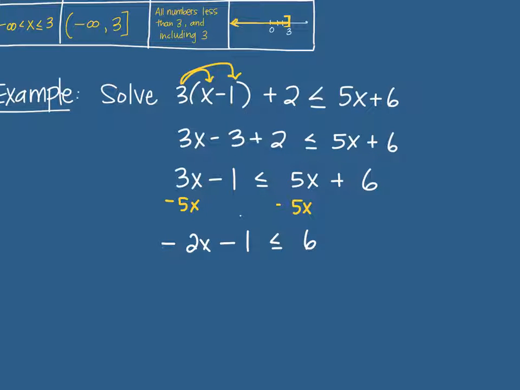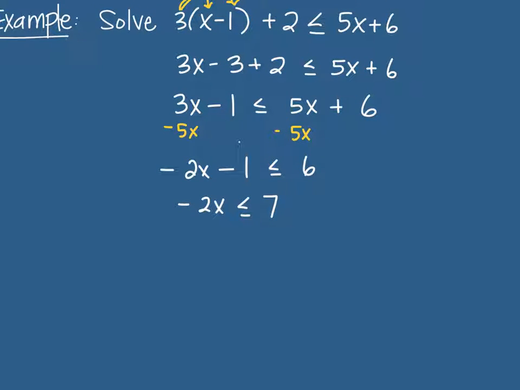Now what should I do? It should be pretty obvious now. Add 1. So negative 2x less than or equal to 7. Now what? Divide by -2. What's the one rule you've got to remember about inequalities? Anytime there's a negative involved in either multiplication or division, you've got to flip the sign around.